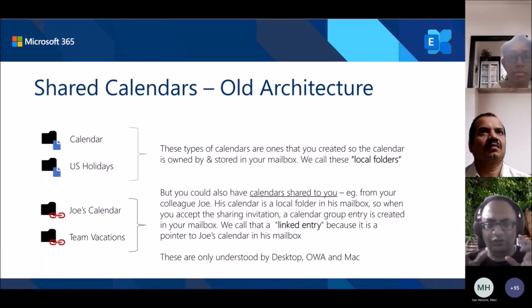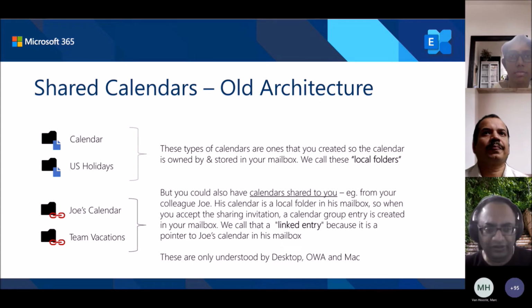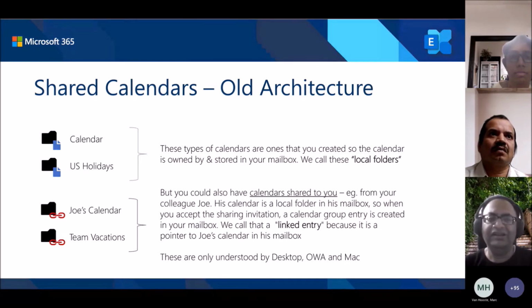So we'll go over the old architecture and the new architecture to give you a flavor as to what has changed and why things have become more reliable. Right? So shared calendars in general are of two different types. One is local folders, which is something that all of us are familiar with. This is stored in your mailbox, which is with you, and some types are your primary mailbox, your calendar mailbox, US holidays, etc. Right? You could also have calendars shared with you.